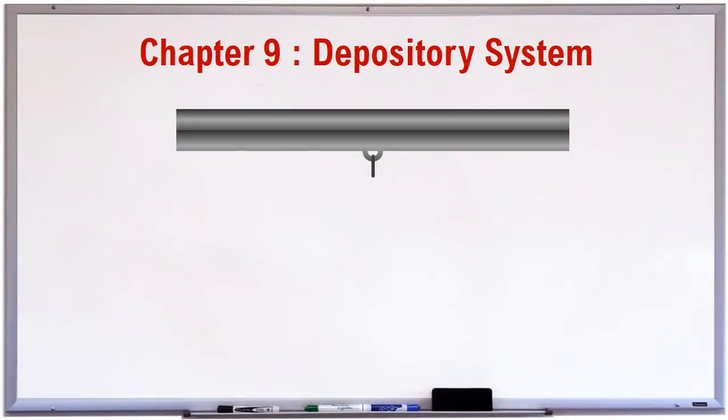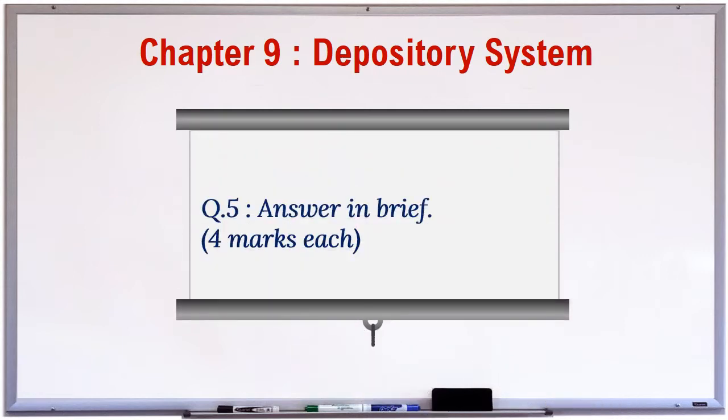Chapter 9. Depository System. Question 5. Answer in brief. 4 marks each.